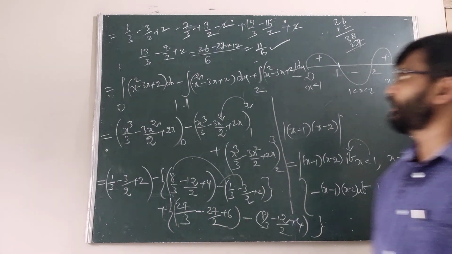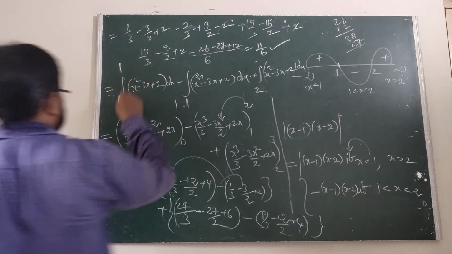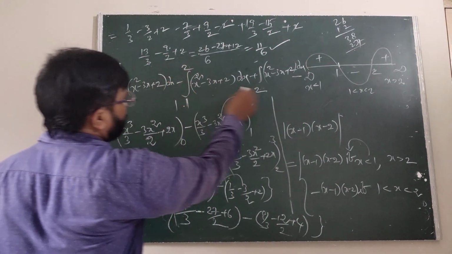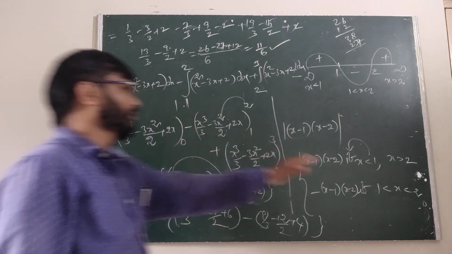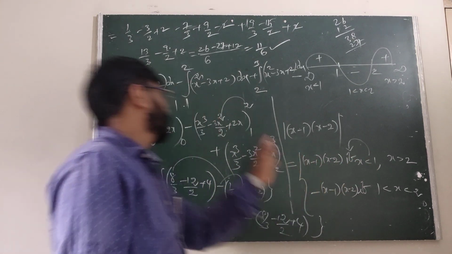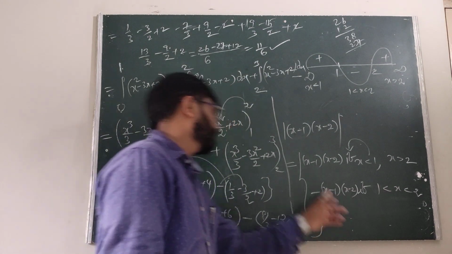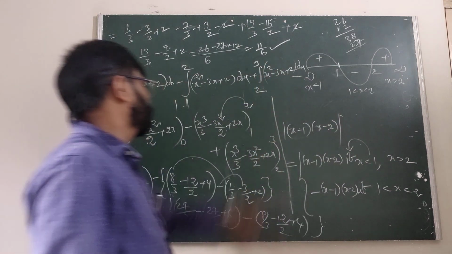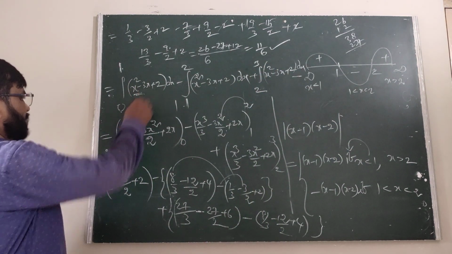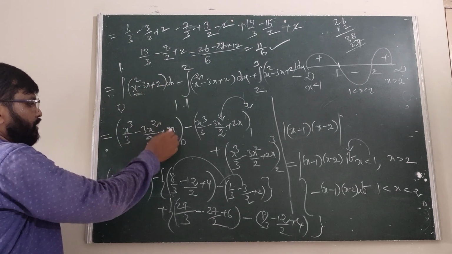Therefore, you have to take the integral from 0 to 3. The 0 to 3 can be written as 0 to 1, 1 to 2, and 2 to 3. How to write this one? 0 to 1, that means less than 1, is positive, and 1 to 2 here is negative, and 2 to 3, above 2, is also positive. We know that this is x cube by 3, this is minus 3x square by 2, integral of 2 dx is 2x.